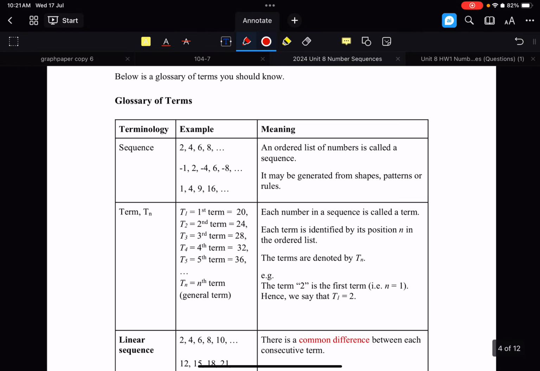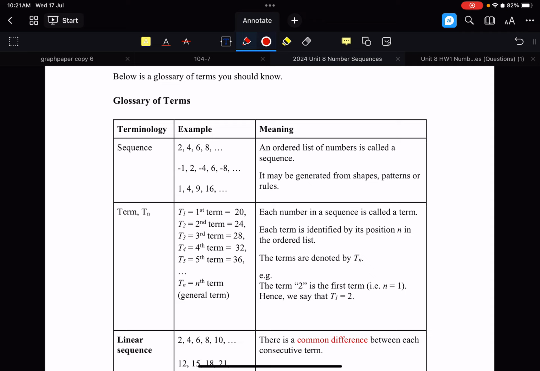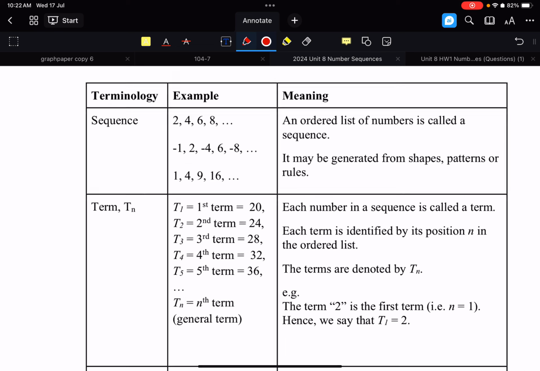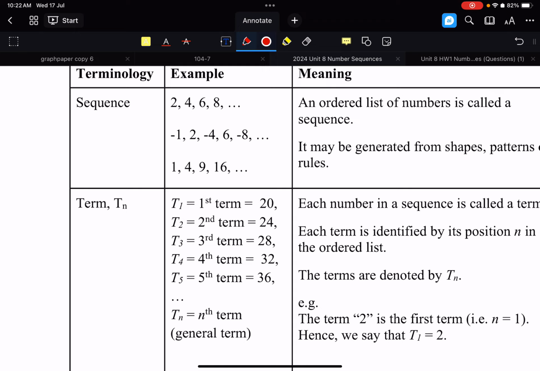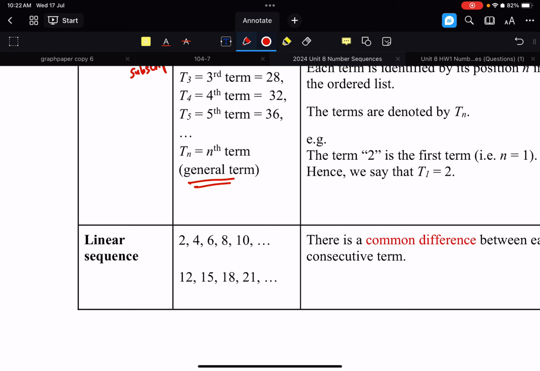So some vocabulary. Sequences, we have already explained. Now, each number in the sequence is called a term. And the first term, we're just going to call it the first term. We can denote it using this form, where we have t followed by a subscript. This is called a subscript. So we can use a subscript to denote the term number. So we can have term 1, 2, 3, 4, 5, etc. And when we have an n-th term, we call this the general term. And of course, linear means there's a common difference. So these are some words we need to know the meaning of.